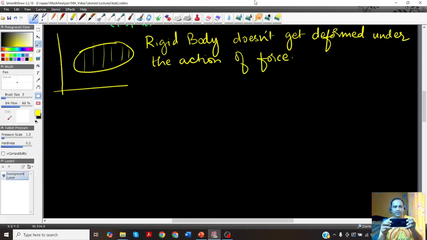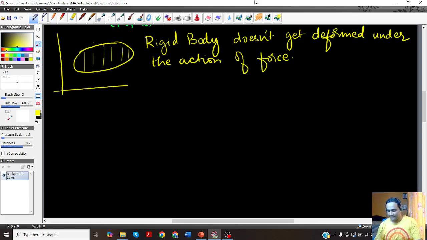If I am putting some force, there could be small minute deformation, but if we assume that there is no deformation, we can consider this as a rigid body. On the other hand, if I remove the cover, you can see that when I apply force, this is getting deformed. So we should not assume this as a rigid body.